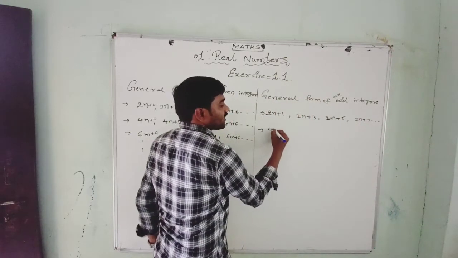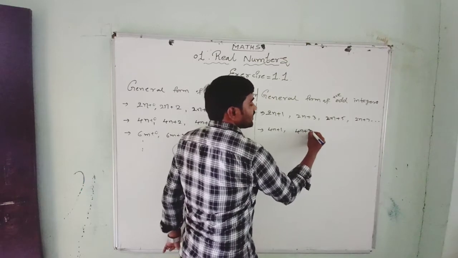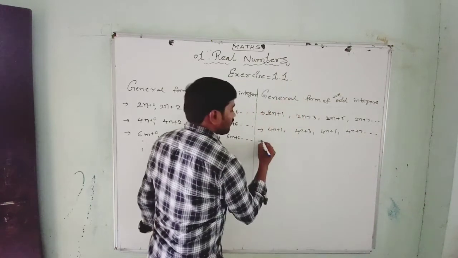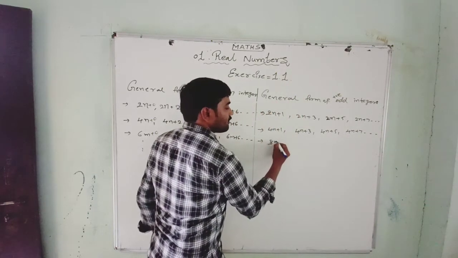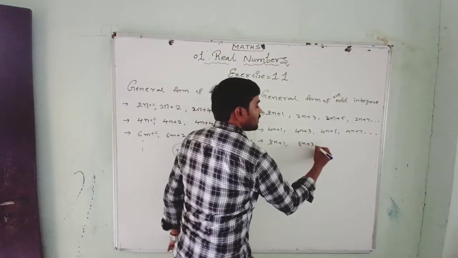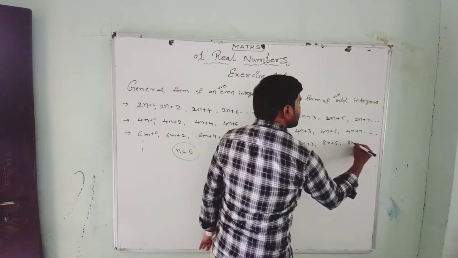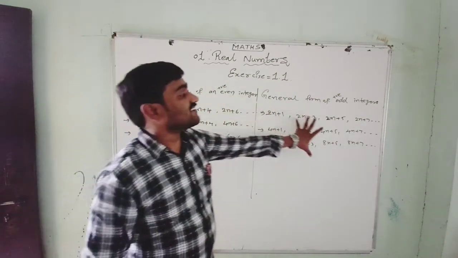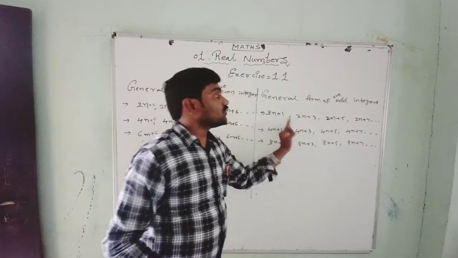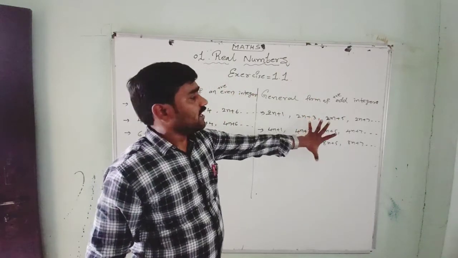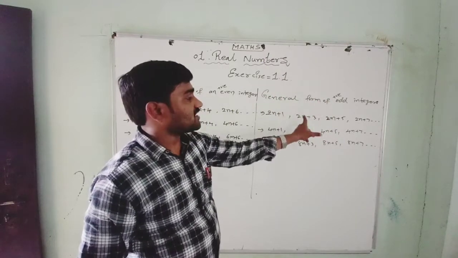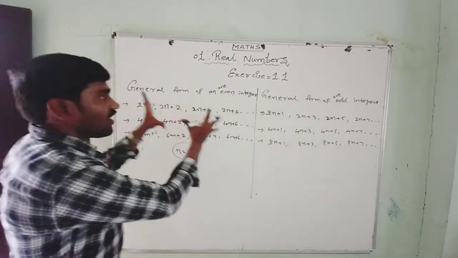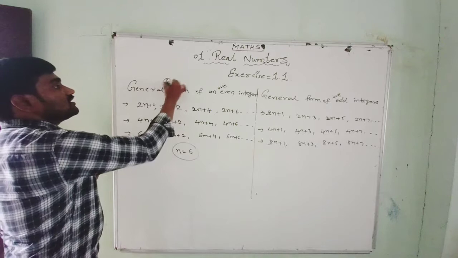Next you can use 4n plus 1, 4n plus 3, 4n plus 5, 4n plus 7 and so on. You can also use 8n plus 1, 8n plus 3, 8n plus 5, 8n plus 7 and so on. You can also use 6n, no problem. But all of these give us consecutive odd integers. That means if you substitute any value in the place of n, you always get odd integers. That is the general form of odd numbers and even numbers. Based on this we have the second question actually.